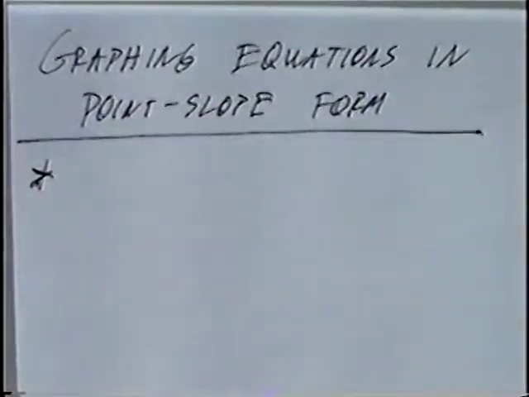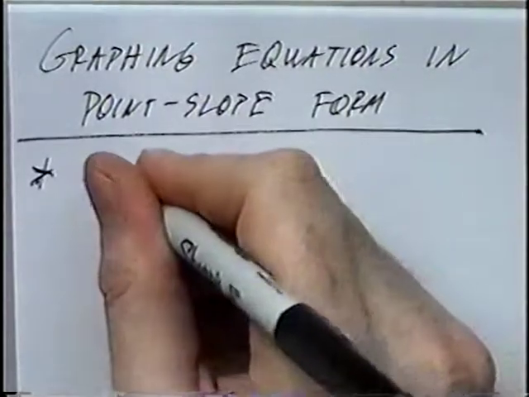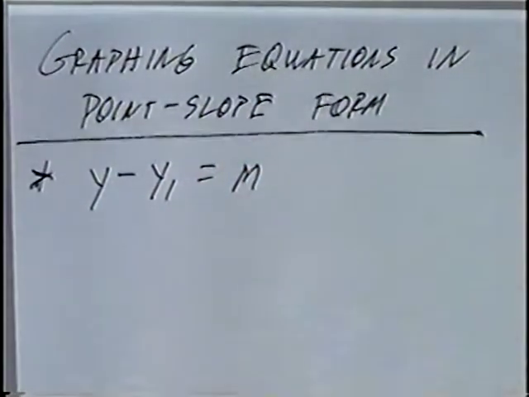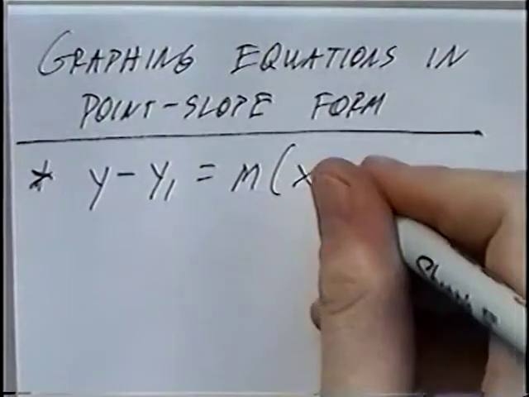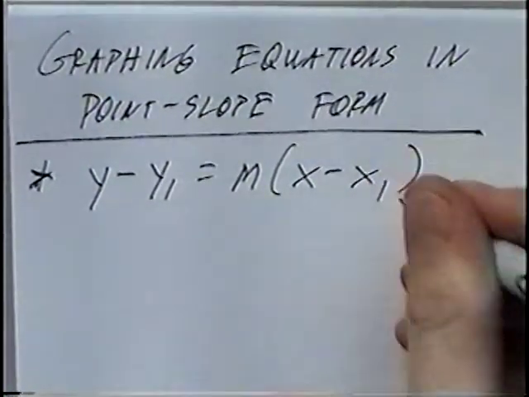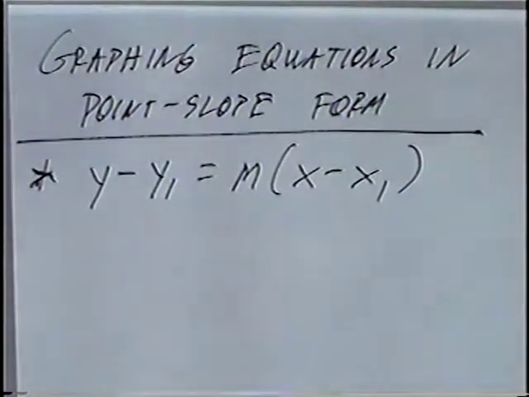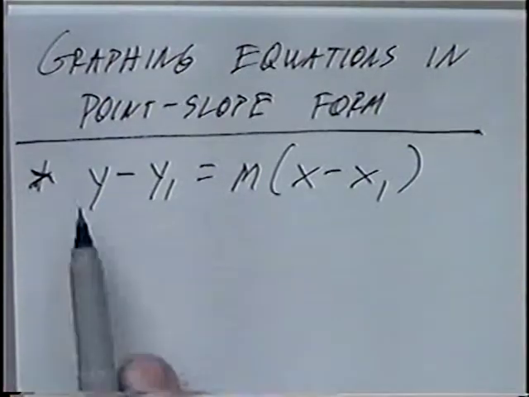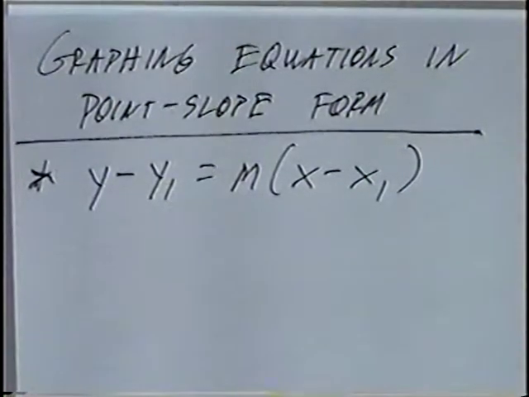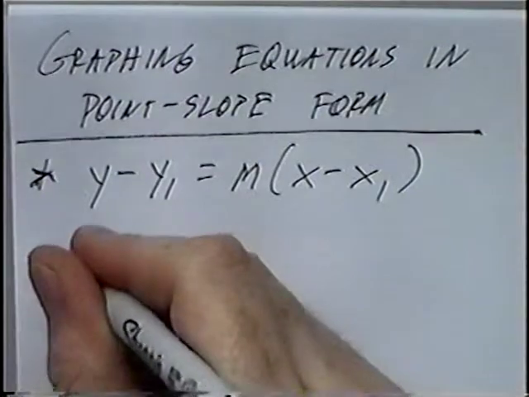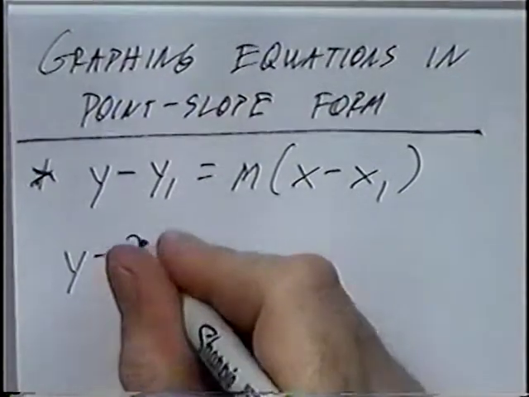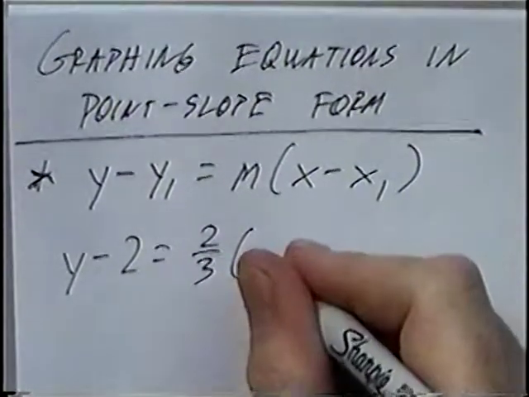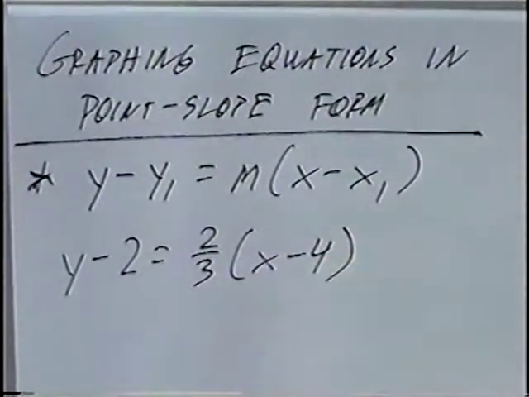The definition or equation for point-slope form is y minus y1 equals m, and in parentheses x minus x1. Using this equation, we'll be able to take equations that are in point-slope form and graph them. The first equation we'll graph is y minus 2 equals 2/3, in parentheses, x minus 4.